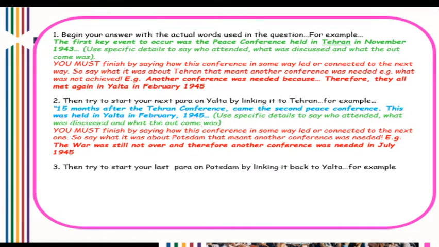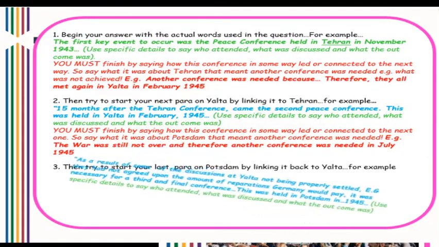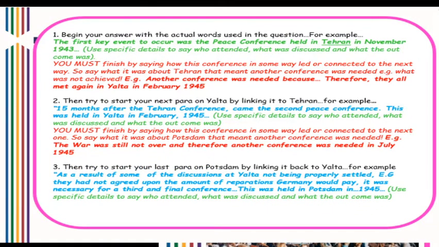Okay, then try to start your last paragraph on Potsdam by linking it back to Yalta. So, for example, saying something along the lines of, as a result of some of the discussions at Yalta not being properly settled, so for example, they had not agreed upon the amount of reparations Germany would pay, it was necessary for a third and final conference once the war was finally over. This was held in Potsdam in 1945.